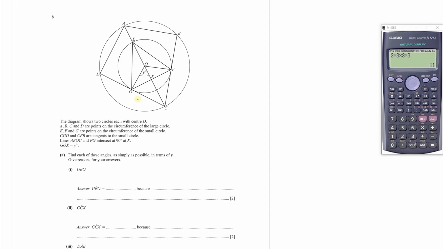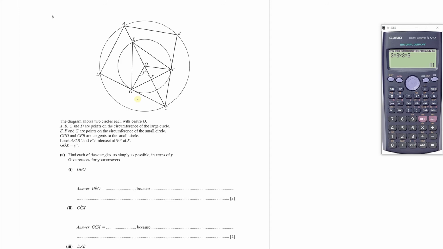So question number 8: the diagram shows two circles, each with center O. This center O belongs to the inner, smaller circle as well as the outer circle. So both of these circles have the same center O. A, B, C, D are points on the circumference. E, F, G are points on the circumference of the smaller circle. The lines C, G, D and C, F, B are tangents to the small circle. Lines A, E, O, C and F, G intersect at 90 degrees at X.